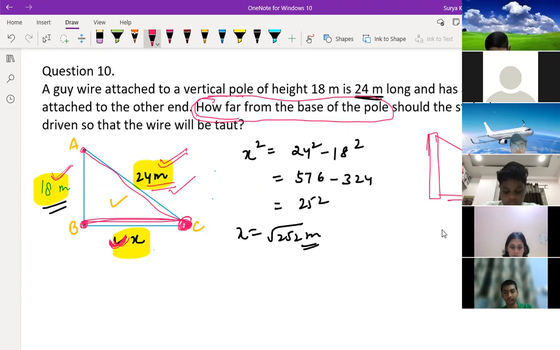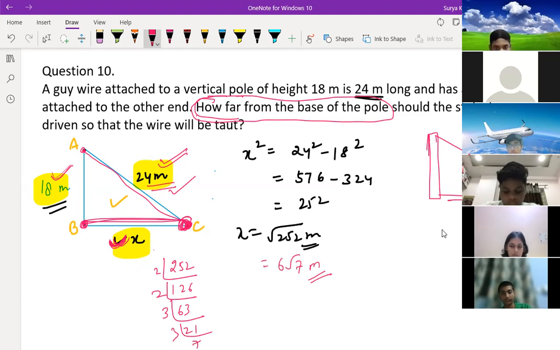Okay, so that x is nothing but root 252, and further if you want to do, you can do that. 252 is 2 into 126, 2 into 63, 3 into 21, 6 root 7. So 6 root 7 meters. Hope it's clear now to everyone. Now next question is question number 11. So this one is also an easy question. Try this question.